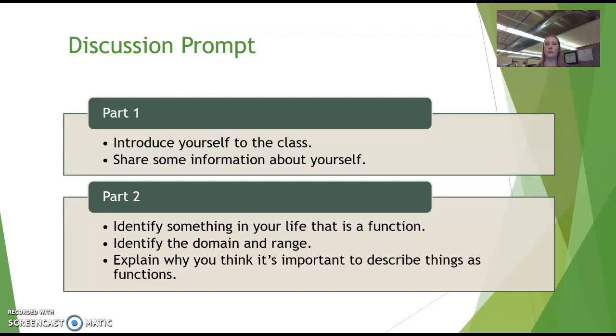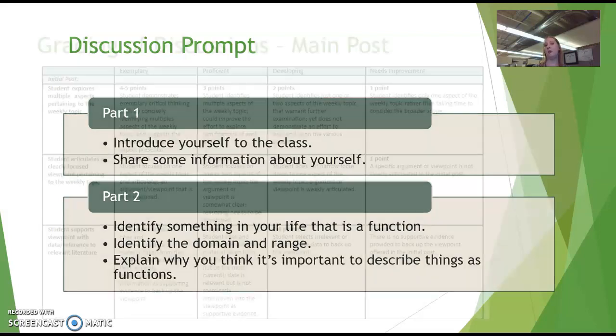So you need to identify something in your life that is a function. And when you do this, explain why it is a function, how it fits the definition of a function. Then identify the domain and range of this real-world situation. And you want to make sure your domain and range makes sense, because if you're doing something about distance and you say the domain includes negatives, you don't have negative distance. So your domain and range need to make sense. And then explain why you think it's important to describe things as functions. So there's going to be 3 parts that I'm looking for here, and if you don't have all of these parts as a part of your discussion, then you will not earn full credit.